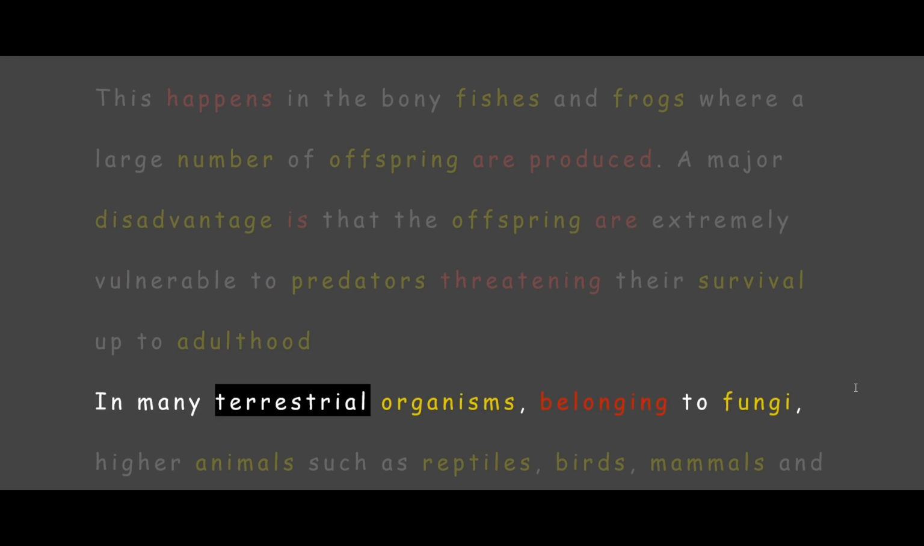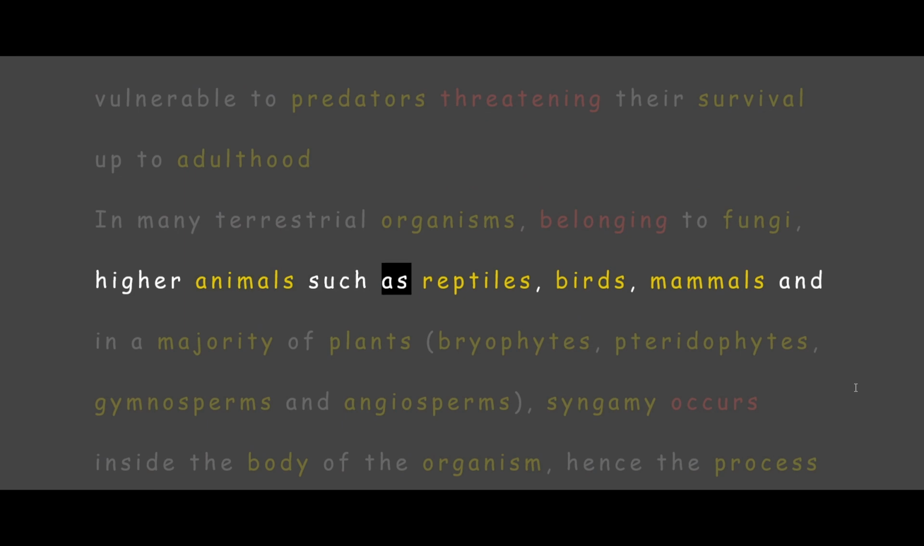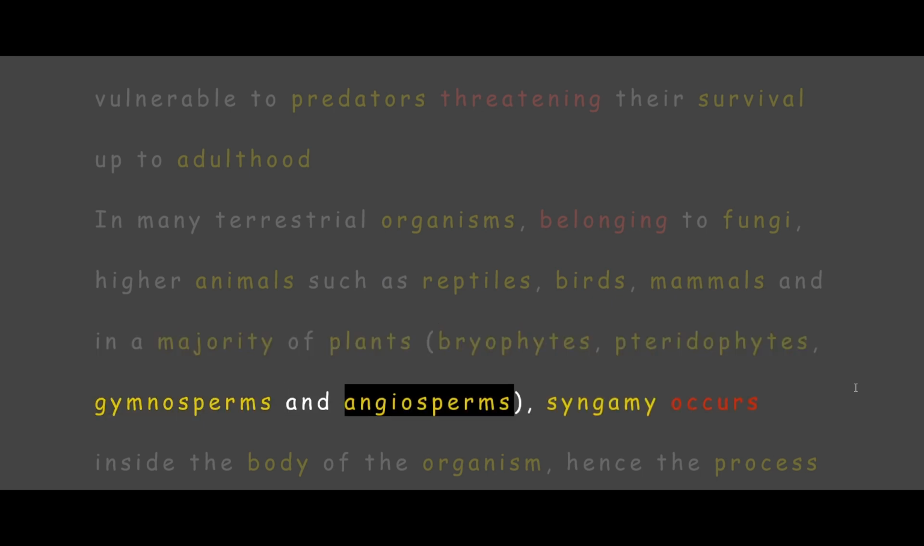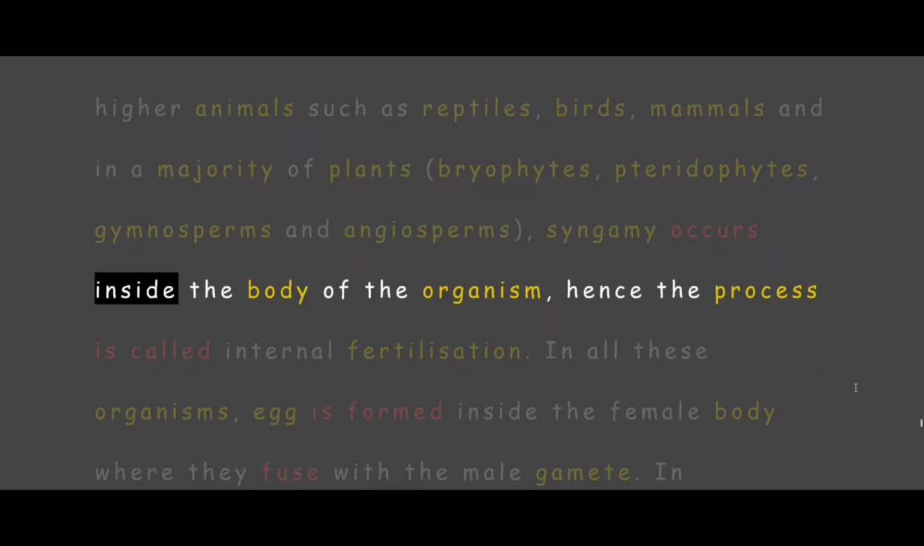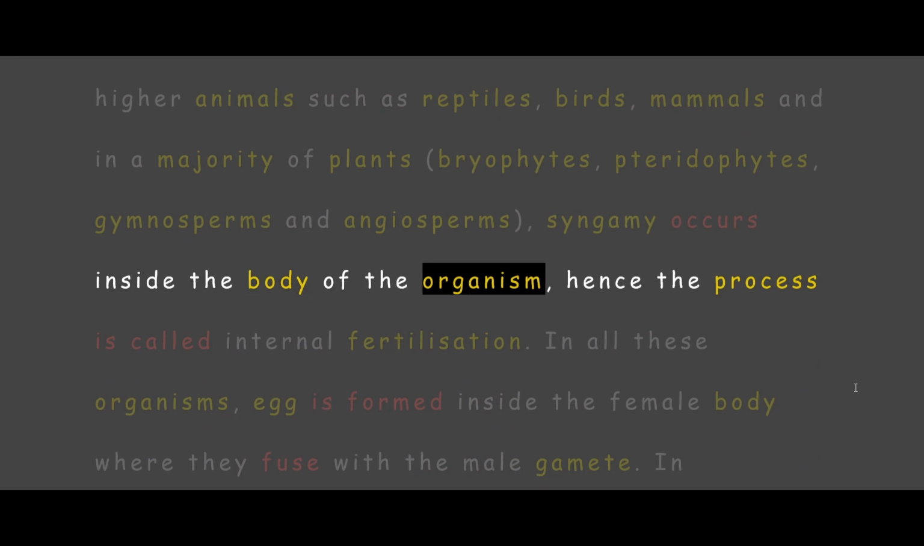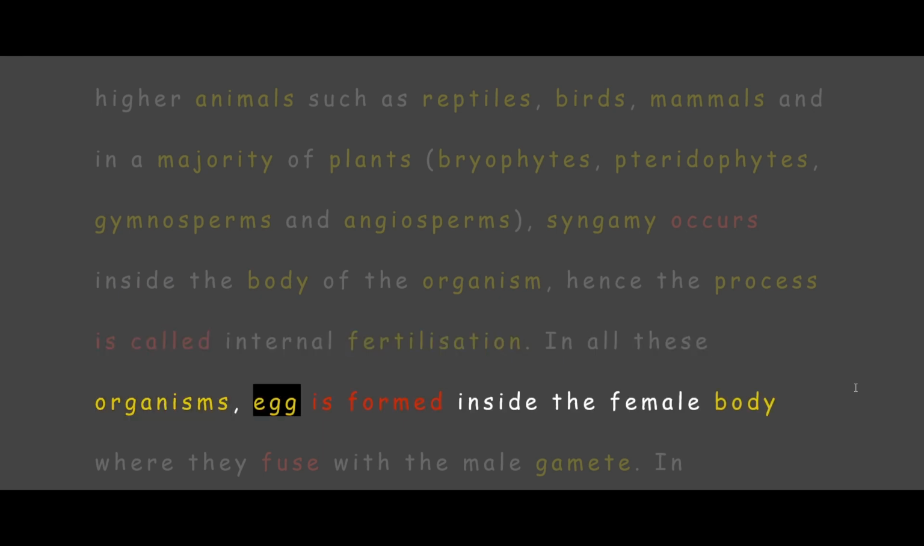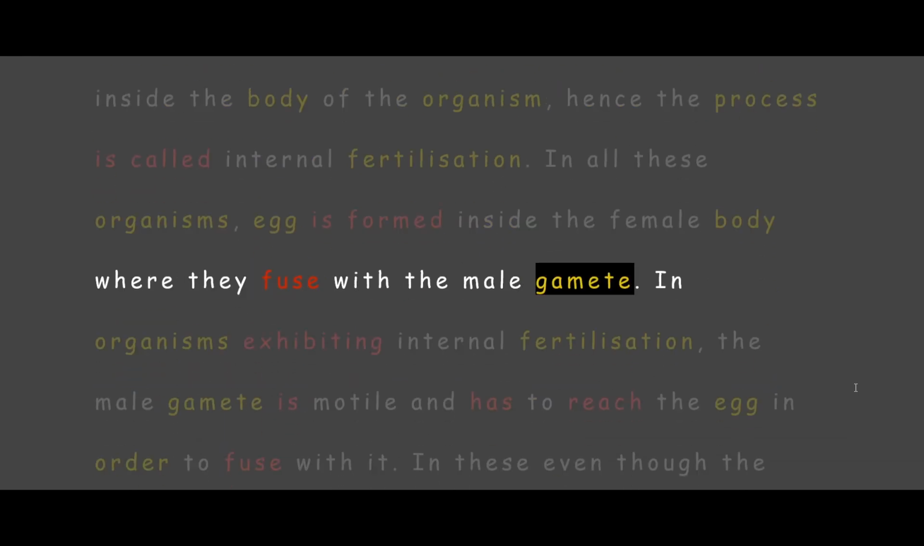In many terrestrial organisms belonging to fungi, higher animals such as reptiles, birds, mammals, and in a majority of plants, bryophytes, pteridophytes, gymnosperms and angiosperms, syngamy occurs inside the body of the organism, hence the process is called internal fertilization. In all these organisms, egg is formed inside the female body where they fuse with the male gamete.